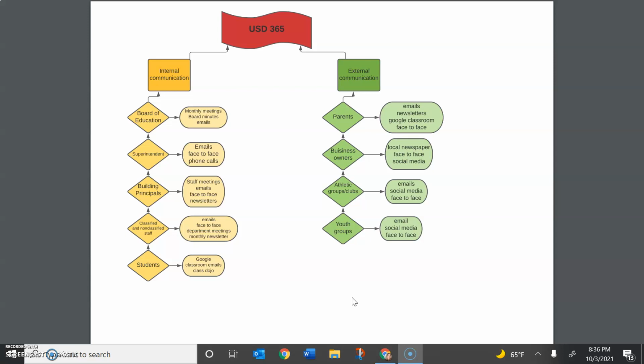When looking at this and trying to figure out some maybe better ways of communicating, I think we do a pretty good job with our internal communication. I thought maybe some of the external communication we need a little bit more work on. I know we are a very small district, so we do a lot of partnering up with business owners in the community, and I think maybe just a little bit more communication with those, allowing them to know what was happening in the schools.